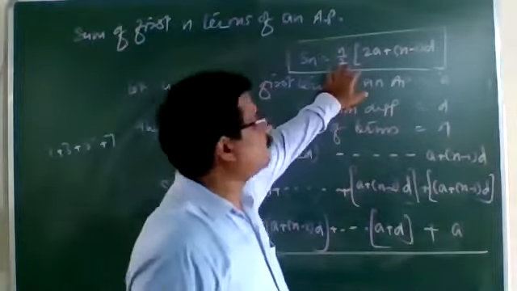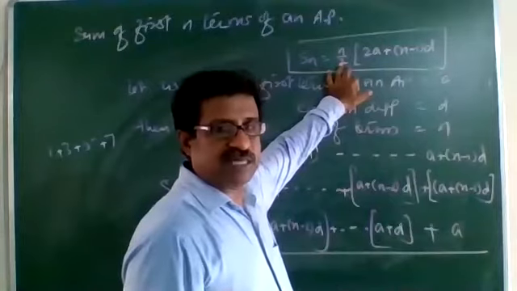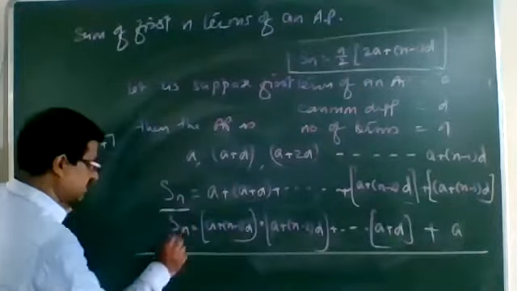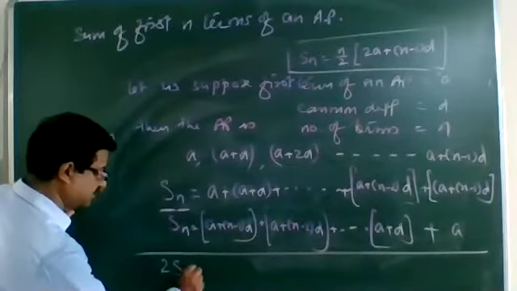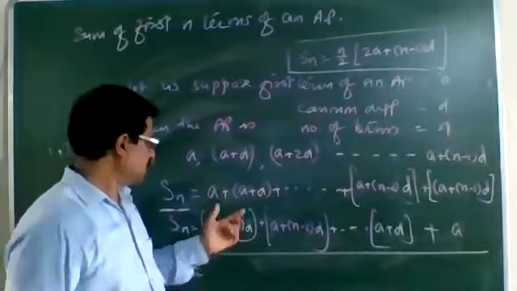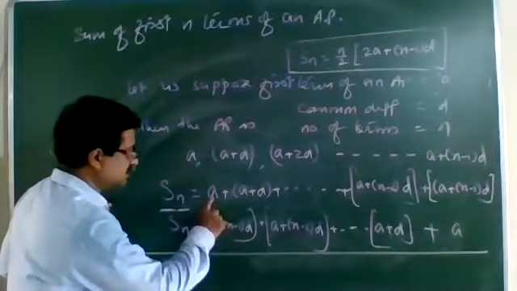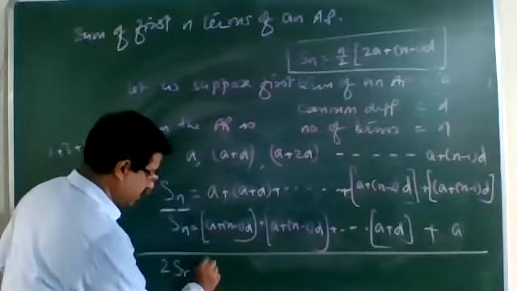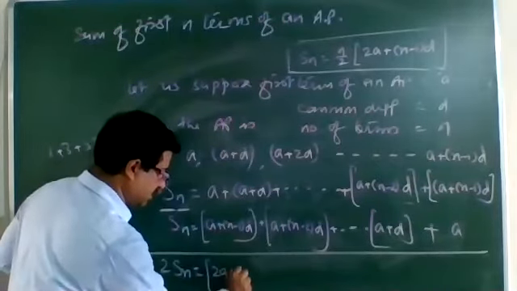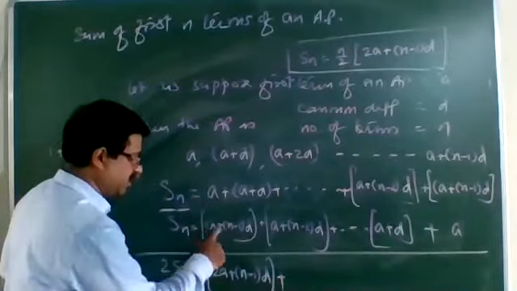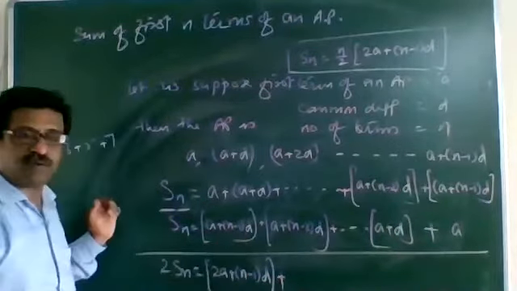To derive this formula SN equal to n by 2 into 2a plus n minus 1 into d, we add all these values. If you are adding SN plus SN, it will become 2SN. If you are adding the first term, this one as well as this, this is a, this is also a. It will become 2a plus n minus 1 into d. A plus a is 2a, n minus 1 into d, we have copied as it is.